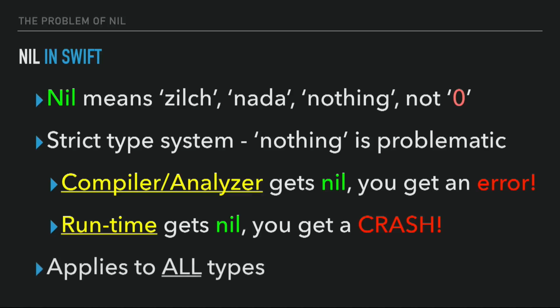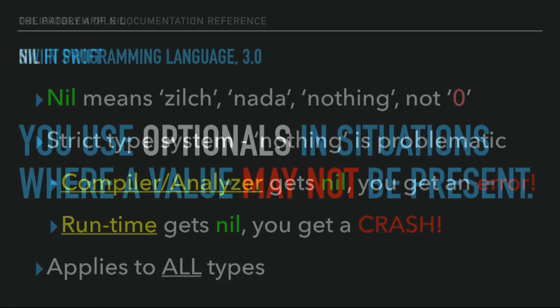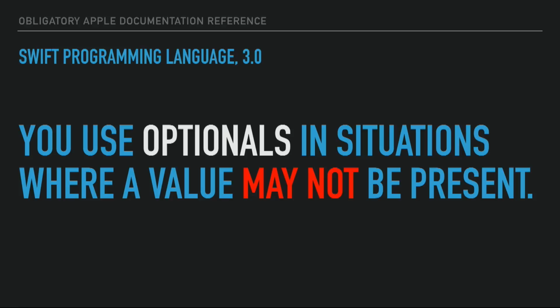General philosophy. But one of the good things is nil applies to everything in Swift. It's not just objects. It's not just this class may or may not have an instance. It's anything. It's an int. It's a string. Even types you make can be optional. So going back to our reading lesson, use optionals where there just may not be a value.